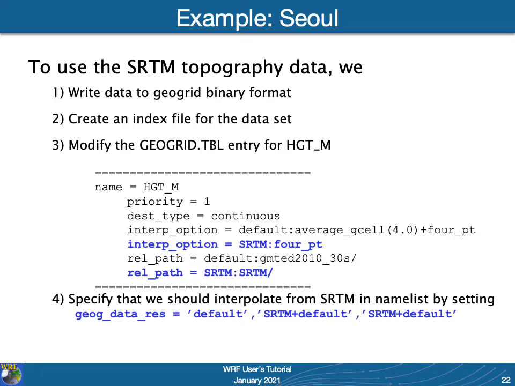Once we've converted our topography data into the proper format, we can create an index metadata file for the dataset, and then we can go in and find the existing entry in the geogrid table file for the topography height field.